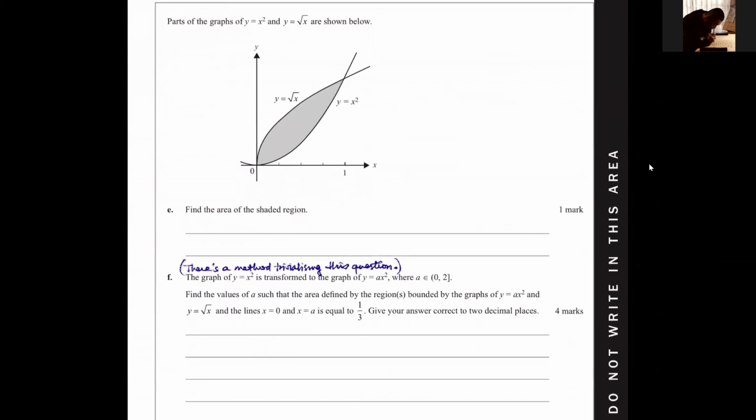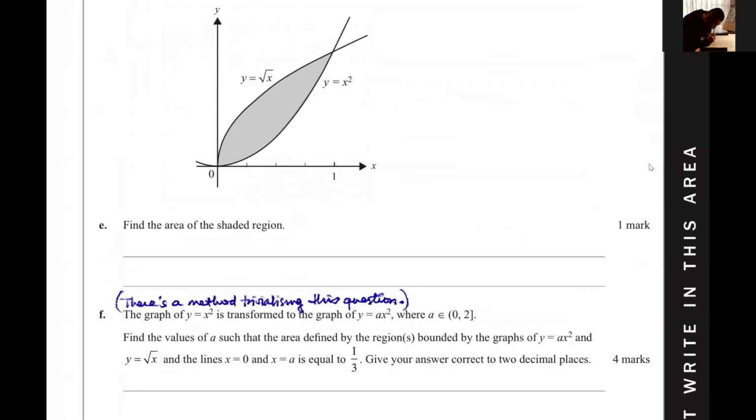Okay, most interesting part. Part of the graphs of y equals x squared and y equals root x are shown below. Find the area of the shaded region. Basically, I'm using the integral from 0 to 1 of root x minus x squared dx. If you're using your CAS calculator, I suppose you get an answer of 1/3, okay? Just 1 mark, no need for any hand calculation. It is indeed 1/3.